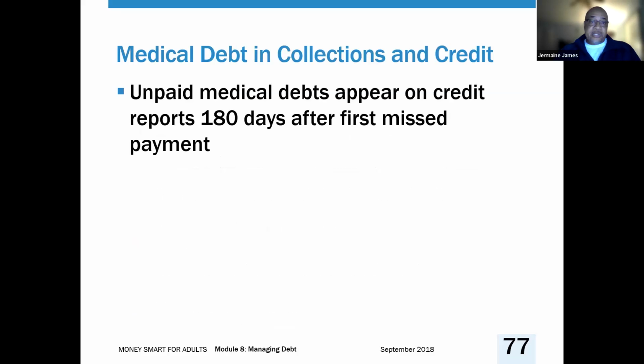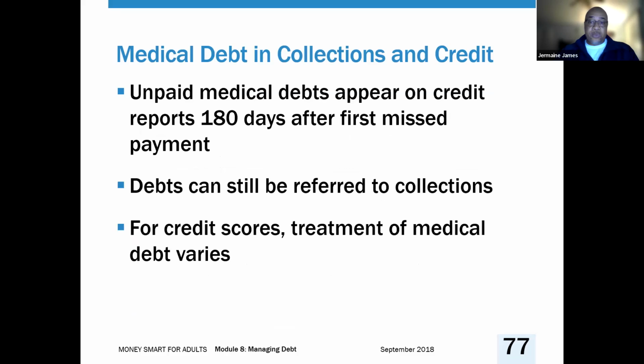Medical debt and collections and credit. Unpaid medical bills appear on credit reports 180 days after being missed, as previously mentioned in our previous presentations. Debts can still be referred to collections. And of course, for credit scores, treatment of medical debt varies, right? So how much of an impact is it going to have? What does this look like? Which credit collection agency has picked this up and what are they reporting? These are just some of the things to consider.